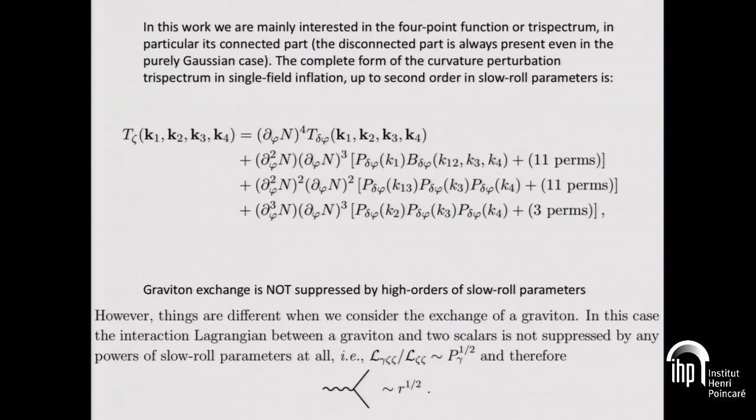So as you see, the process is, if you wish, somehow simple or straightforward. The only thing you have to do is to take this four-point function or the trispectrum, the connected part, write it down, all these terms, and look at the part that is given by the graviton exchange. The graviton exchange, as I write here, is not suppressed by high powers of the slow-roll parameter epsilon, which is the one that counts for all this game, right? And it is because of this simple explanation and this simple Feynman diagram. You have a still dependencies of R or epsilon when you have this interaction with the four legs of the exchange, right?